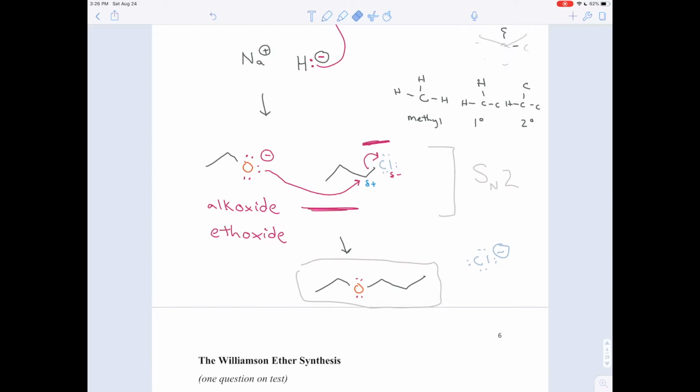So because the way you're making these ethers involves an SN2 reaction, you need to make sure that the alkyl halide is either methyl, primary, or secondary. So the alkyl halide must be methyl, primary, or secondary. And the reason why I didn't include this fourth thing is because in all of these cases, the fourth thing would be the halogen, the leaving group that would have to come off.